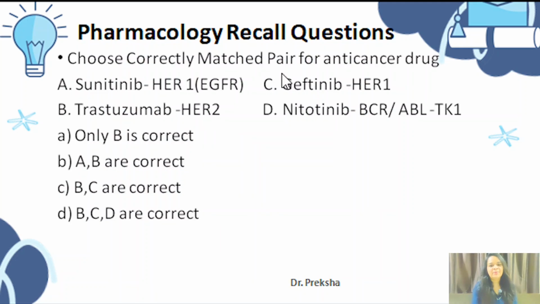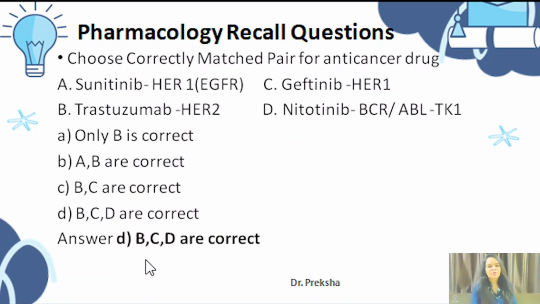Choose correctly matched pair for following anti-cancer drug. So sunitinib HER1, trastuzumab HER2, gefitinib HER1, nilotinib BCR-ABL TK1. So from the given options, sunitinib does not act on the HER1, it acts on the PDGFR and VEGFR. So that is not provided here. Option A is incorrect. Rest of the options are true. So answer here is B, C, D options are correct.